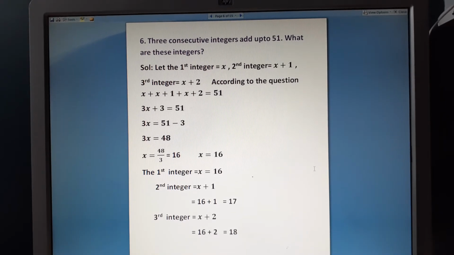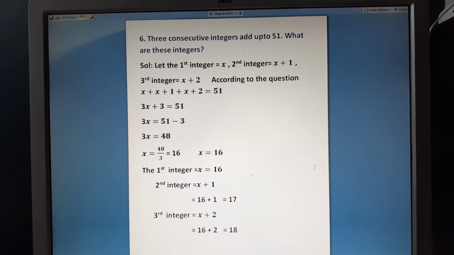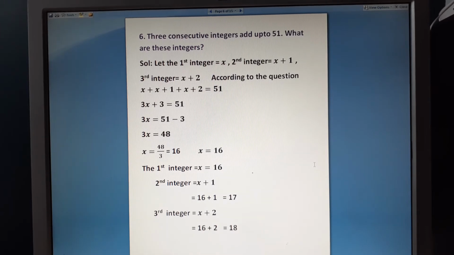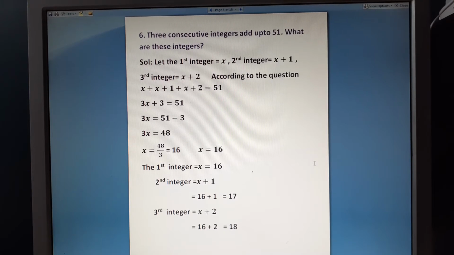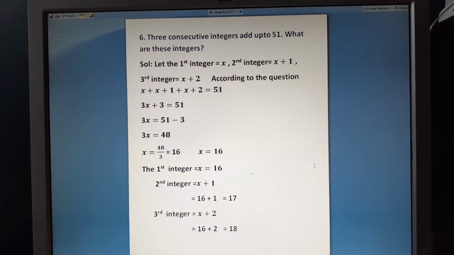Second integer is equal to x plus 1 and third integer is x plus 2. According to the question, the sum of 3 consecutive integers is equal to 51. So, first integer x, second integer x plus 1, third integer x plus 2. Sum of the 3 numbers: x plus x plus 1 plus x plus 2 is equal to 51.